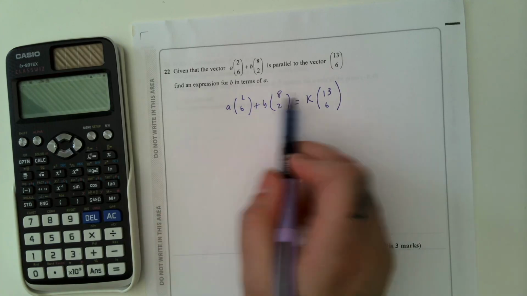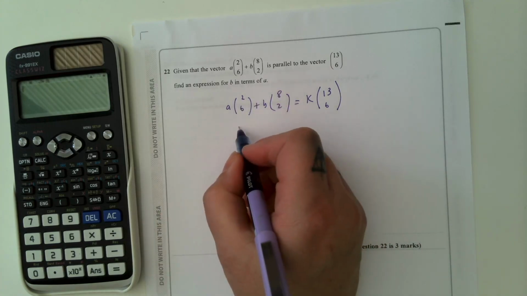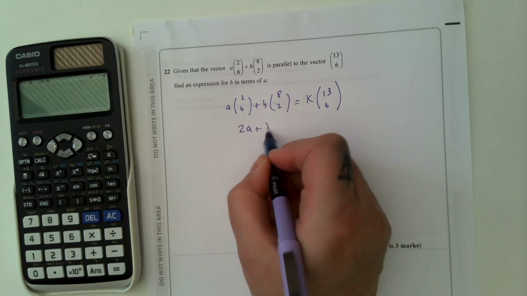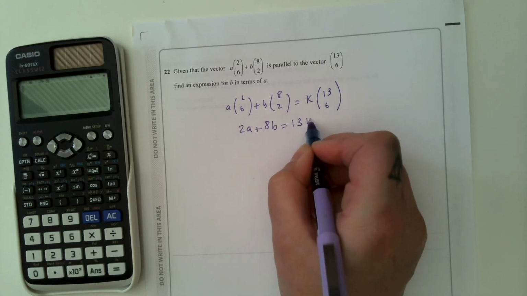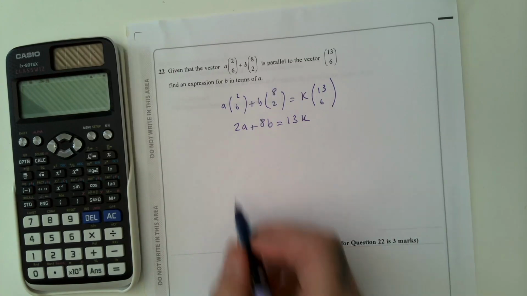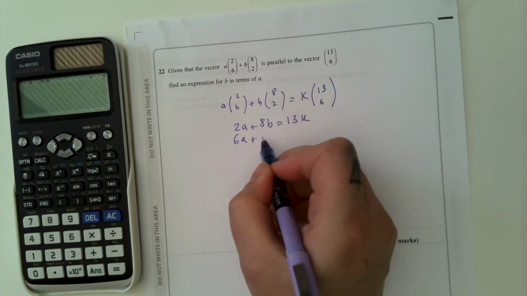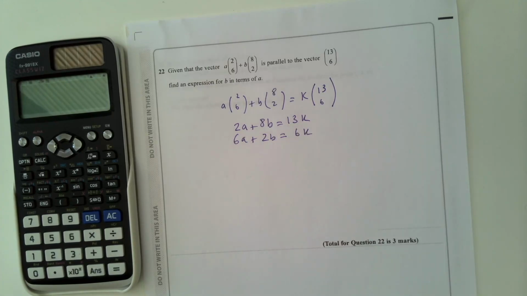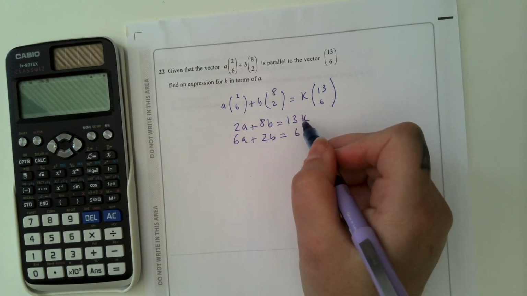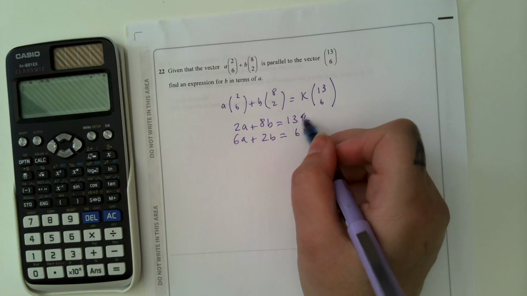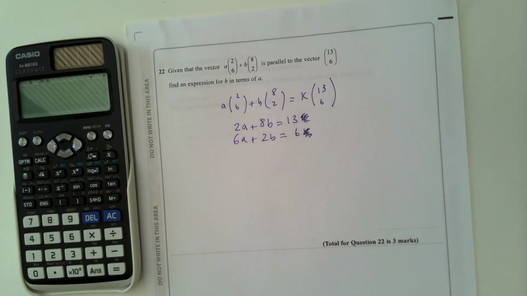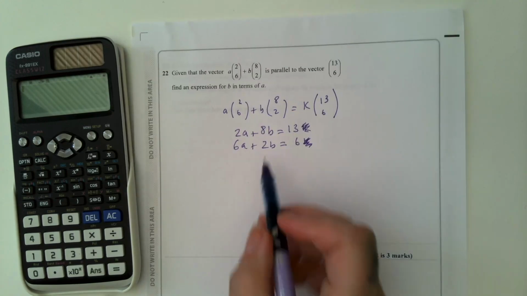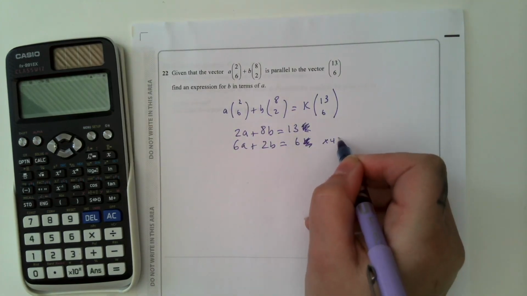So from this, I can read that actually 2a plus 8b must be equal to 13k, and 6a plus 2b is equal to 6k. In fact, we don't need the k's there. So I've got two simultaneous equations here, guys, that I can work with to solve. So let's make our b's the same. So let's times this one by 4.